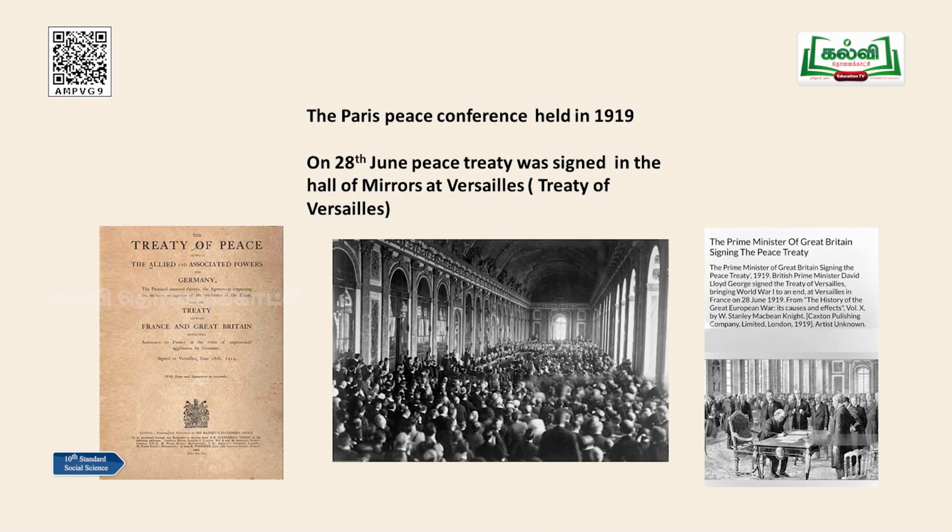You can see some pictures which tell about the peace treaty and the Hall of Mirrors. Next, the people signing the Treaty of Versailles. Now let's go with three different things. First one, battle. We'll know the difference between battle, war and World War.